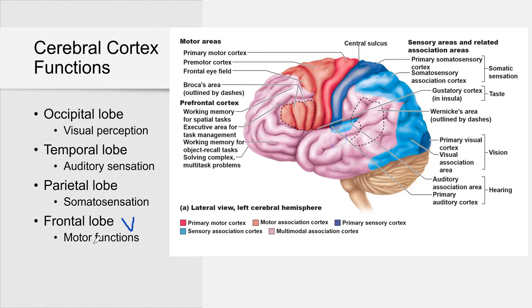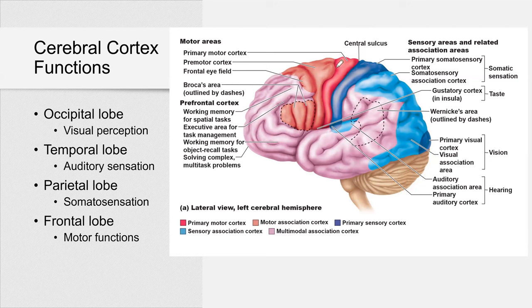Now in the frontal lobe is your motor function. So if you look at this dark red area over here, this one is the primary motor cortex. That means that if you want to move your skeletal muscles, this signal will begin in this area, right? So the signal starts in your primary motor cortex, if you need to move your fingers, your arms, your legs, even the muscles of your throat and so on, right?